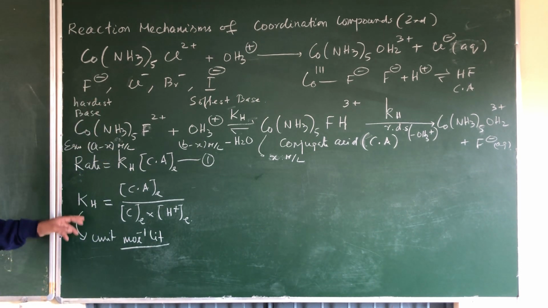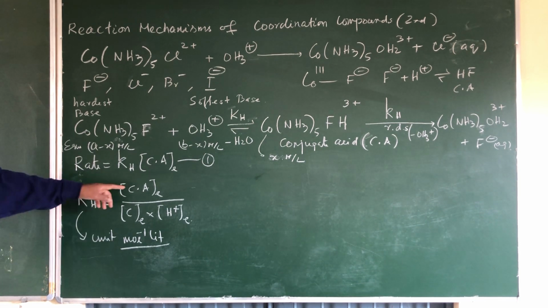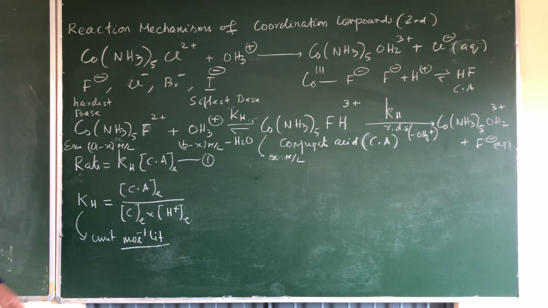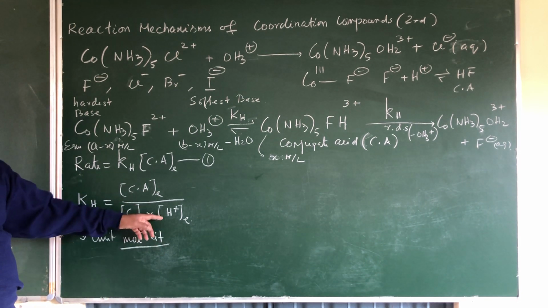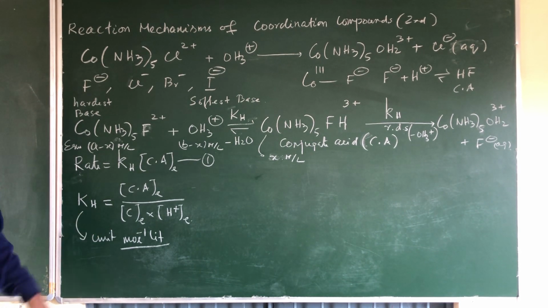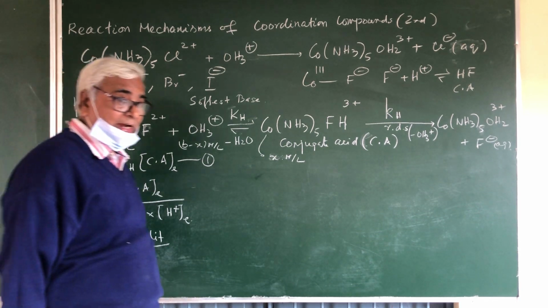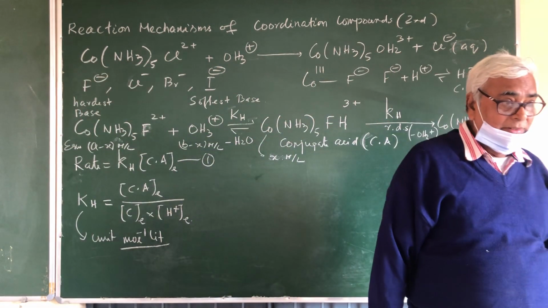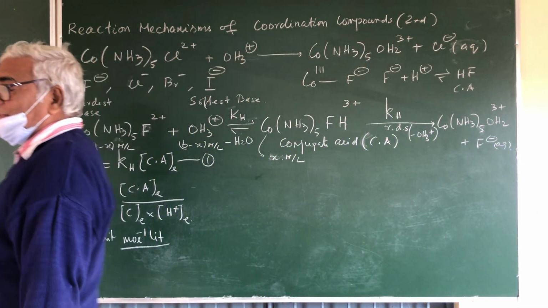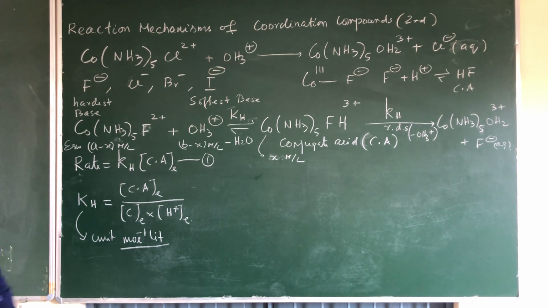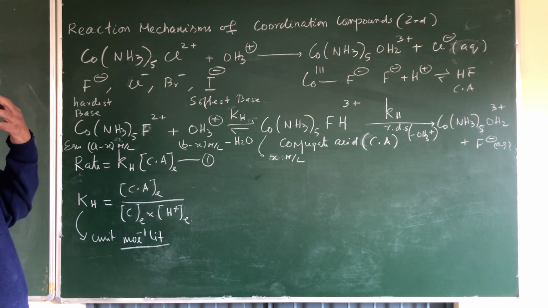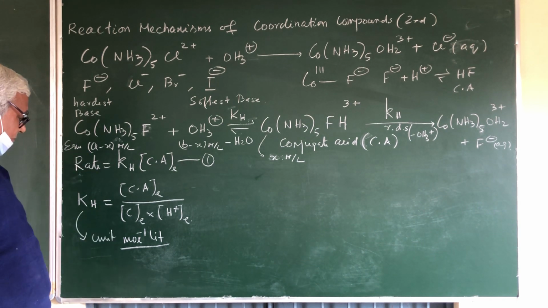The unit of Kh will be mole inverse liter, because one concentration unit cancels, so it is 1 by concentration unit. Concentration is expressed in moles per liter, so the unit of Kh will be mole inverse liter. If it is a thermodynamic equilibrium constant, then these things will be expressed in activity, so there will be no unit. But if you express it in the concentration unit, then the unit of Kh will be mole inverse liter.